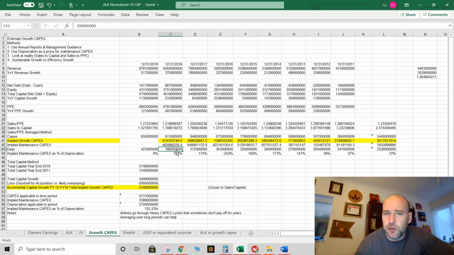And again, I compared it to depreciation to get a percent of how it's going to look compared to depreciation. And this one is kind of all over the place. But in the end, I looked at my aggregate numbers and found that maintenance capital expenditure was only 72% of what depreciation was reported. So again, that's implying that growth capital is only going to property, plant, and equipment. If there's stuff going elsewhere, that number would be too low, and I think it is too low, especially given that the sales to capital method gave me about double that.